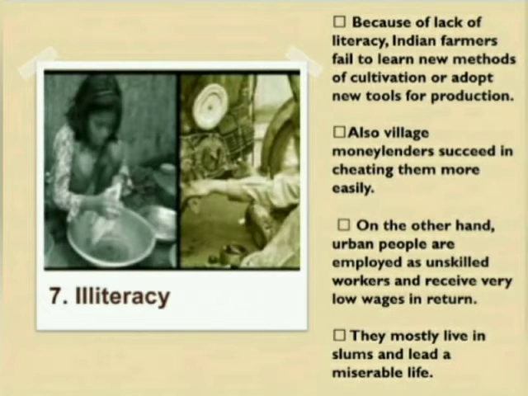Illiteracy. Because of lack of literacy, Indian farmers fail to learn new methods of cultivation or adopt new tools for production. Also, village moneylenders succeed in cheating them more easily. On the other hand, urban people are employed as unskilled workers and receive very low wages in return. They mostly live in slums and lead a miserable life.